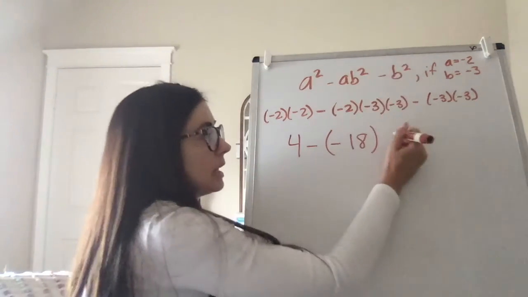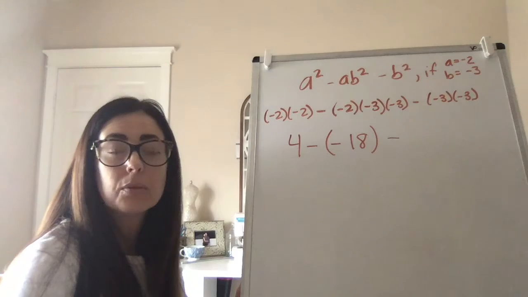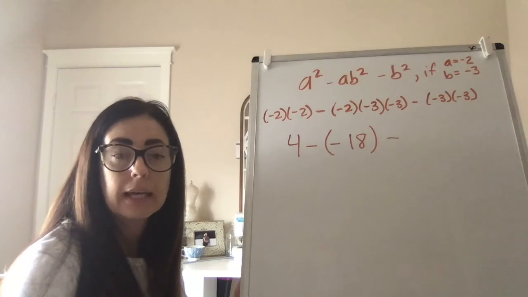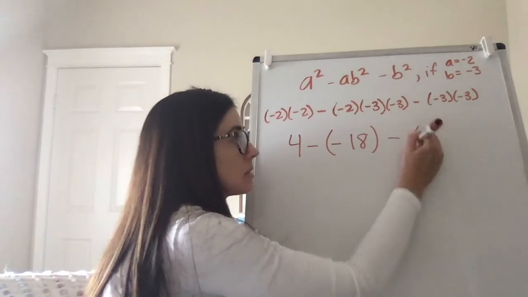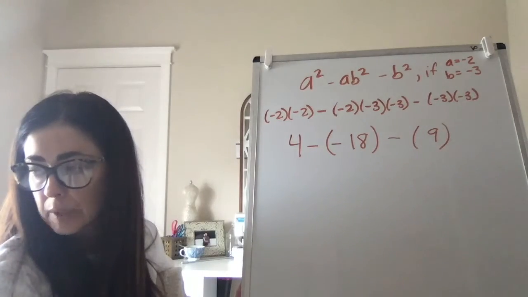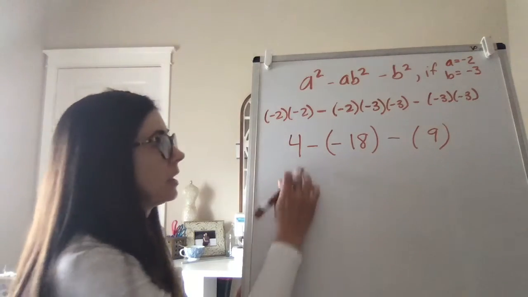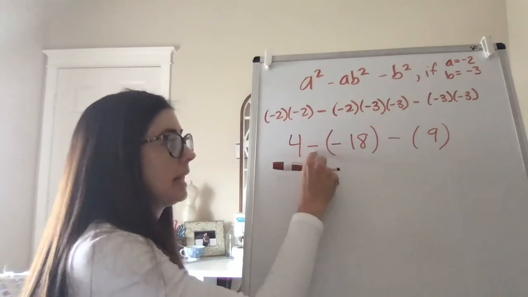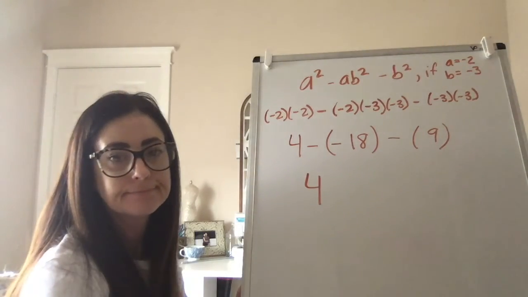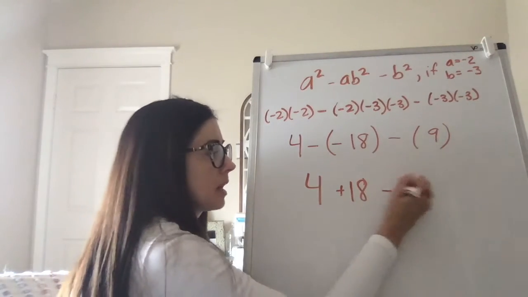Now I'm going to bring down my negative symbol. Negative 3 times negative 3. 3 times 3 is 9. And negative times a negative is a positive. So this is just going to be a 9. You ready? There's one more thing we need to do to simplify. Bring our 4 down. A negative negative is a positive. And minus 9.